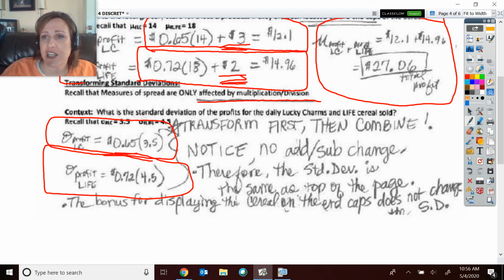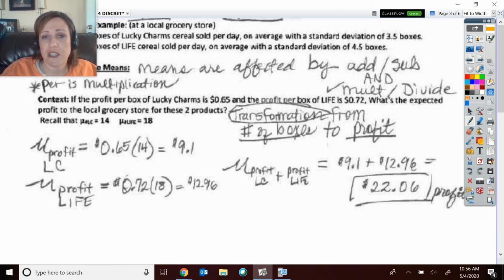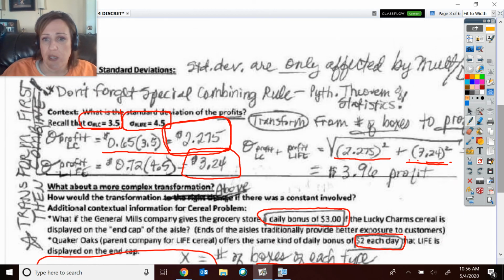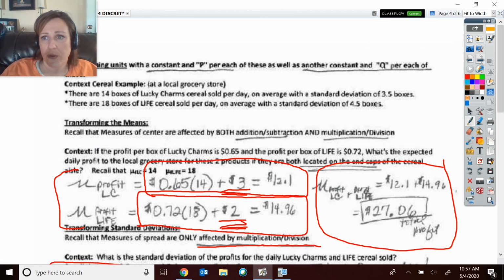Therefore, that standard deviation, that variability of the profit, was the same as what we saw before down here with this one. So the variability is still the same as before we talked about the $3 and $2 bonus.